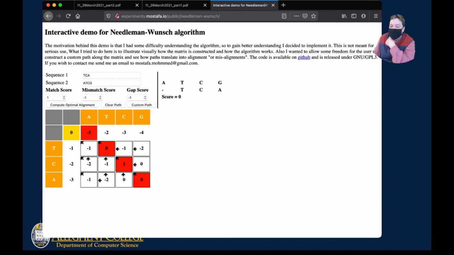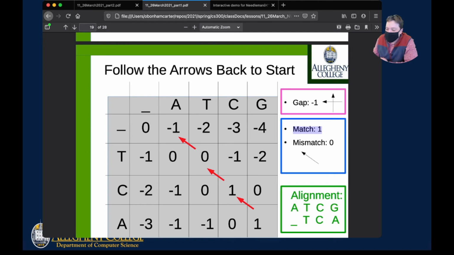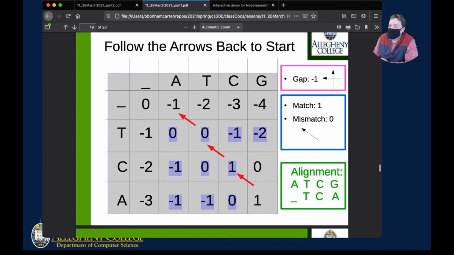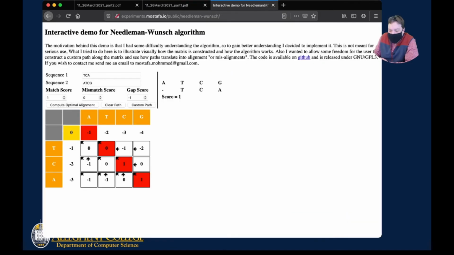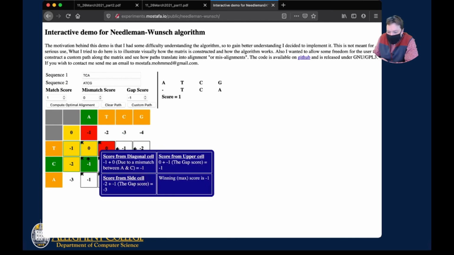The mismatch, though, is incorrect here, so I need to make this a 0. And I think that this should be the same. So let's see, 0, 0, -1, -2. 0, 0, -1, -2. Okay, the first line is correct. Let's see, the C row is -1, 0, 1, 0. -1, 0, 1, 0, so these are correct.